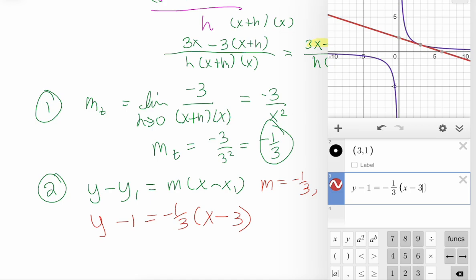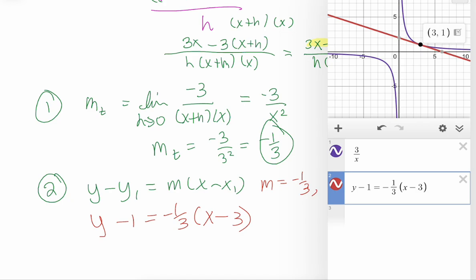Oh, look what happened. Perfect tangent at that point. Everything's wonderful and great. If you don't put the point in, you can verify that it is a point. You can just touch it.